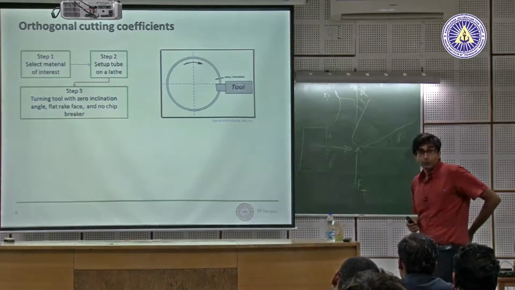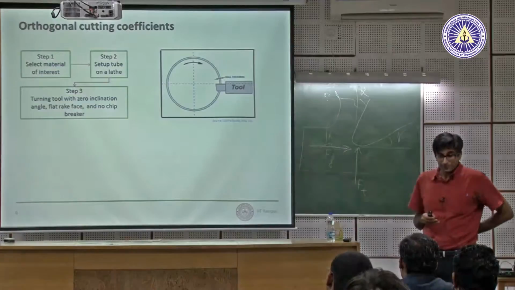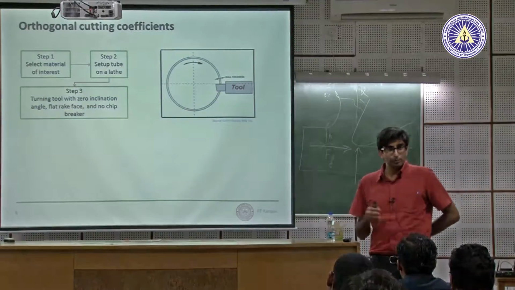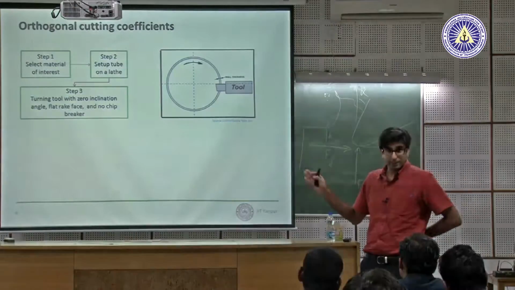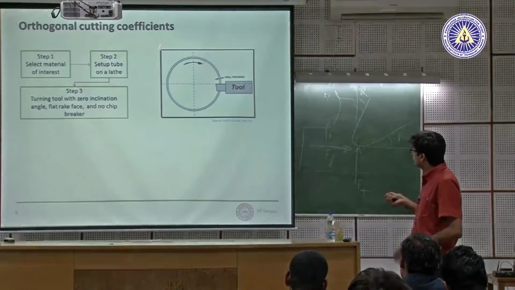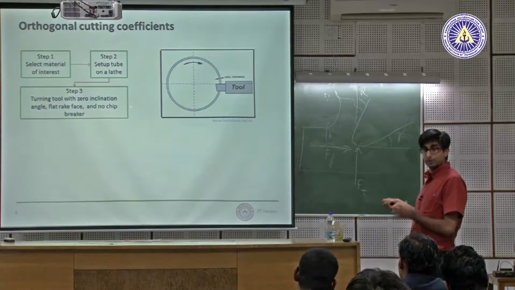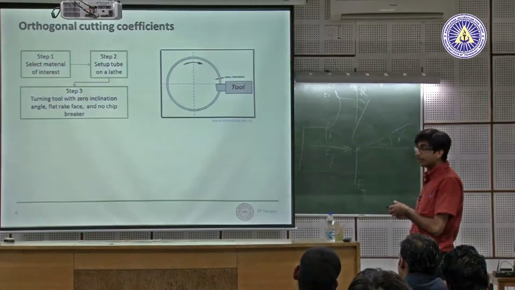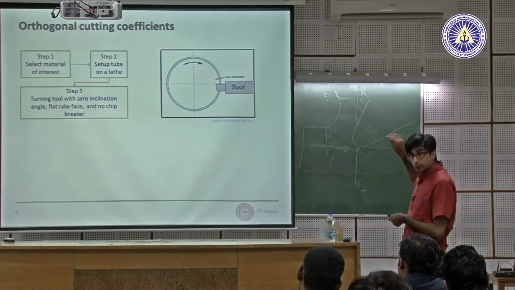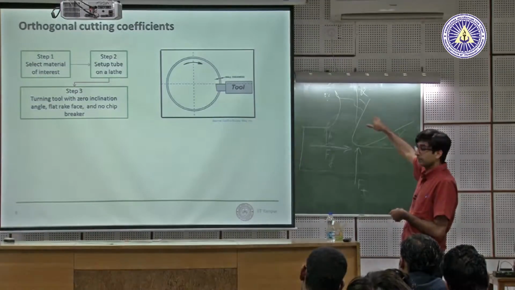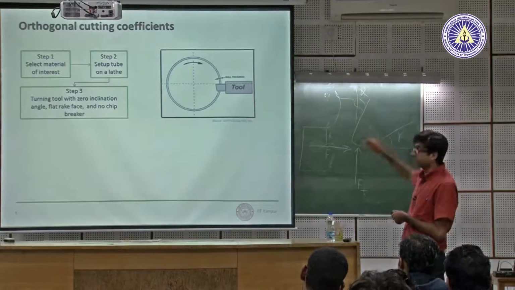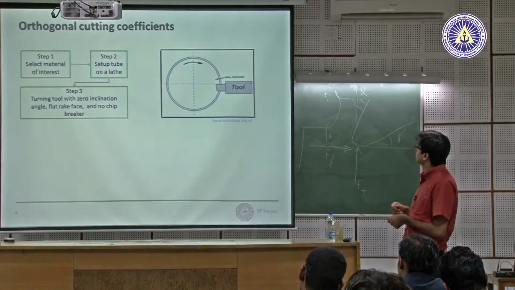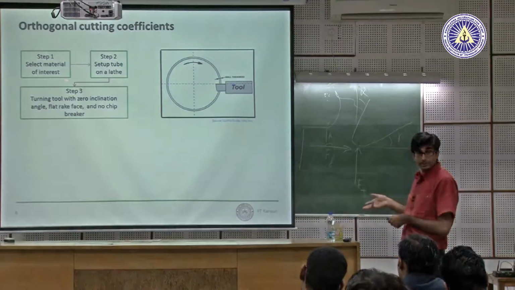So, you can do many different kinds of experiments. I think we were talking about orthogonal experiments yesterday. So typically, if you want to do orthogonal experiments to identify these, you start with the tube. This is a thin tube. You have a tool here. This is a turning experiment, and you're feeding the tool into the plane of the board. So you first select whatever material you want to cut. You set up this tube on the lathe. Very simply.